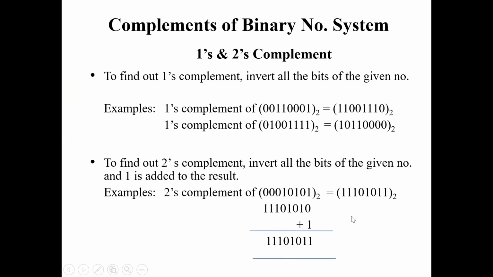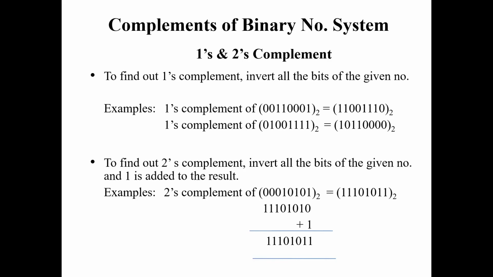Today in this PPT, I'm going to tell you about complements in digital electronics. First of all, we will see the complements of a binary number system. As we already know, the binary number system is a number system which has a radix value of 2, and the range of values varies from 0 to 1. In the binary number system, we have two types of complements, ones complement and twos complement. First of all, we'll discuss ones complement.